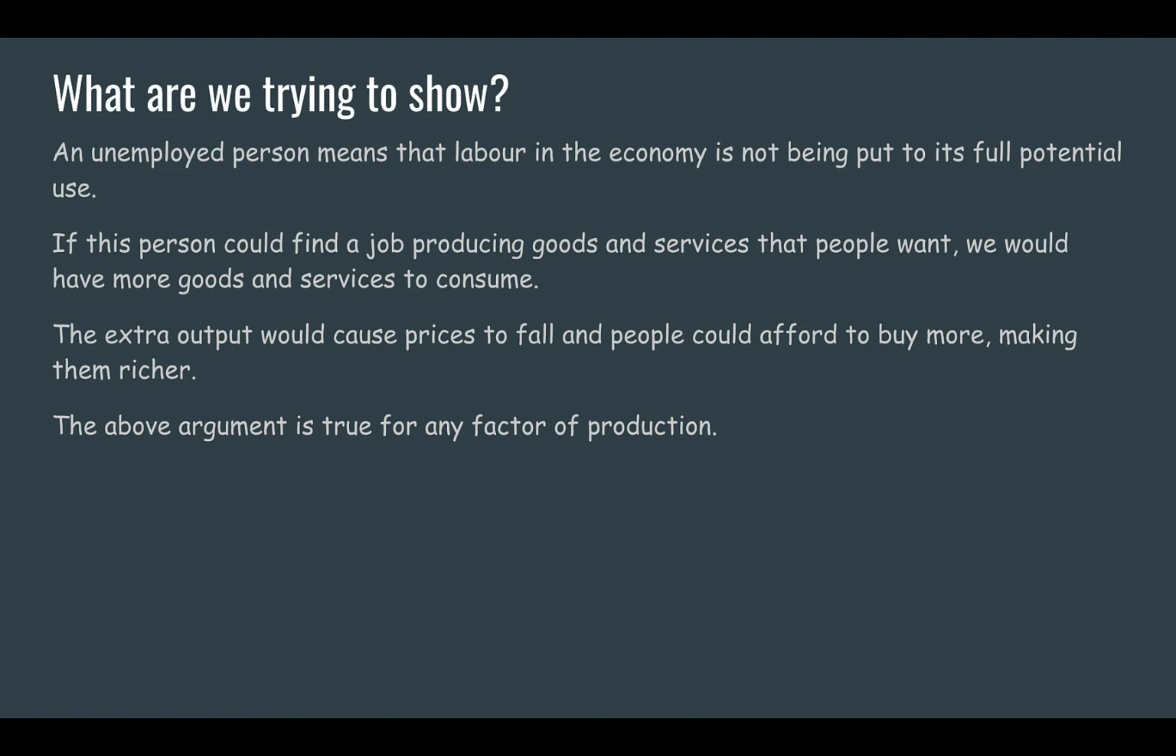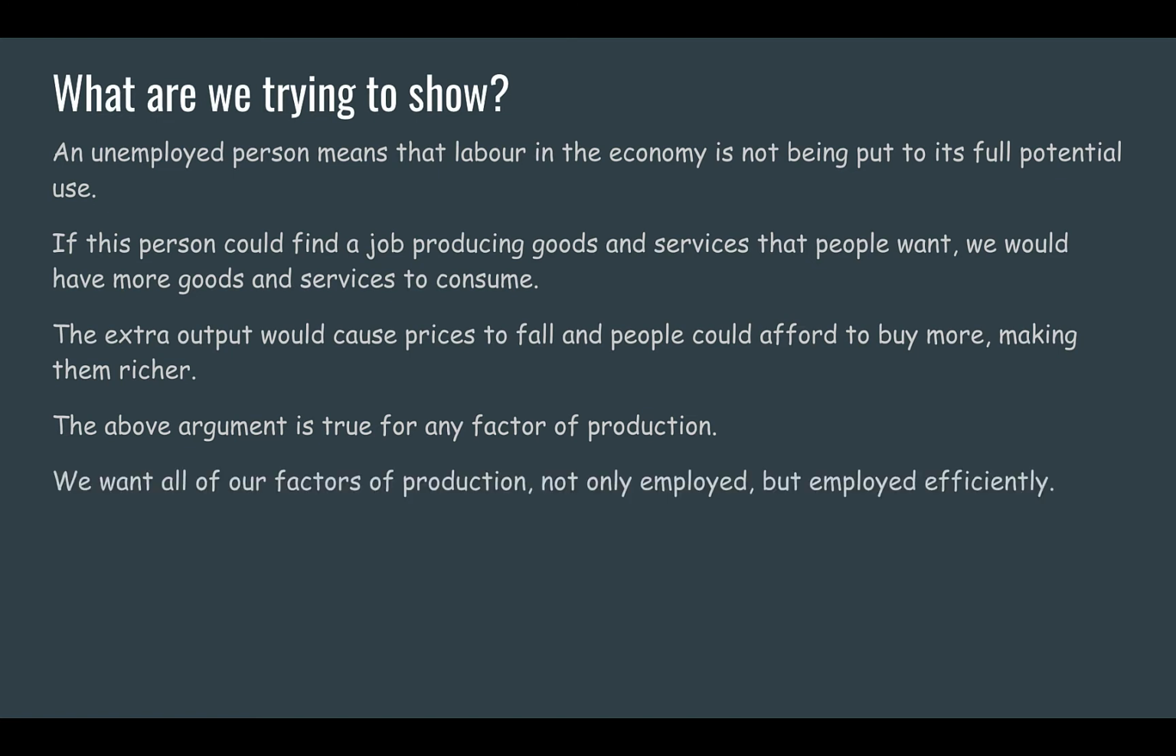And this argument, as we've already said in this video, is true for any factor of production. So if there is a machine that is going consistently unused, if there is a factory that is going consistently unused, if there is a natural resource that is going consistently unused, and yes, if there are workers that are going consistently unused, that is an opportunity lost in terms of the amount of production that we as a society could have enjoyed. So we want all of our factors of production, don't forget what that curve means, right? The PPC, we want all of our factors of production not only employed, but employed efficiently. And this is what we're talking about.